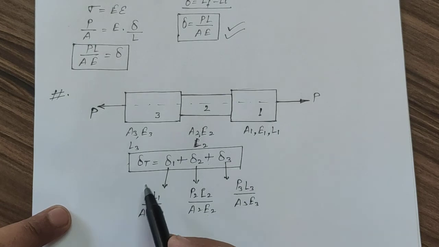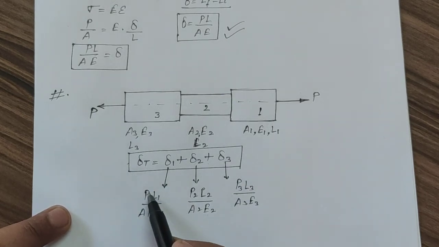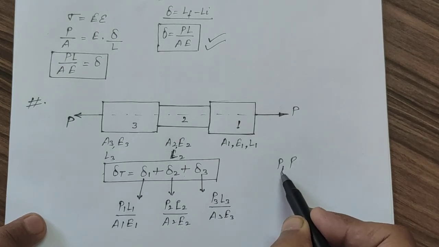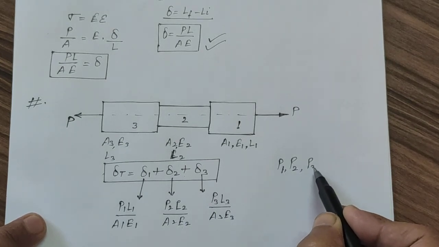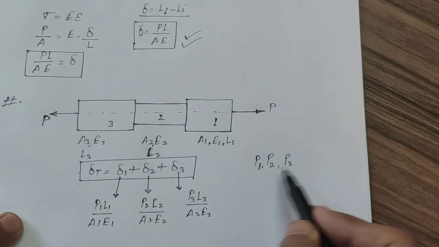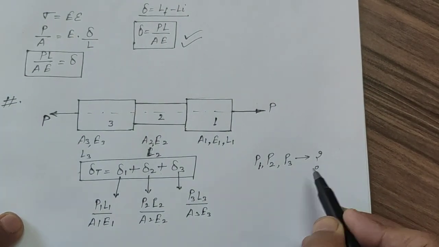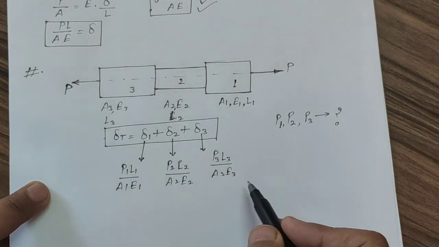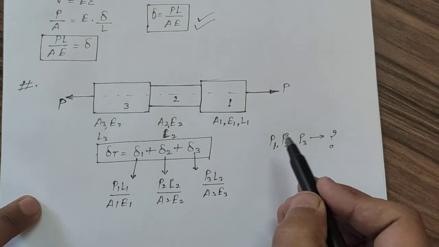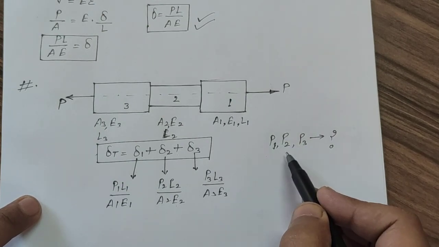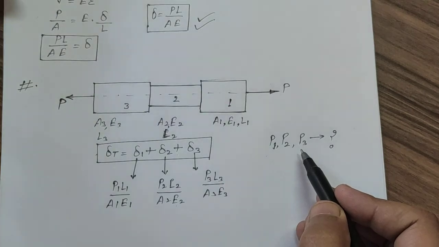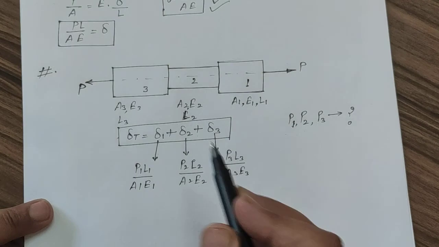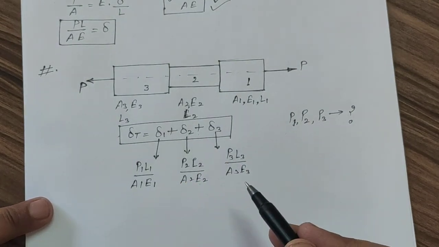So for calculating the total elongation, we have to calculate the value of P1, the value of P2, and the value of P3. If we have the value of P1, P2 and P3, we can solve the numerical. Okay, we can calculate the total elongation. Now how are we going to calculate P1, P2, P3? This is very important. In competitive examinations also, questions have been asked from this topic: calculate the total elongation.